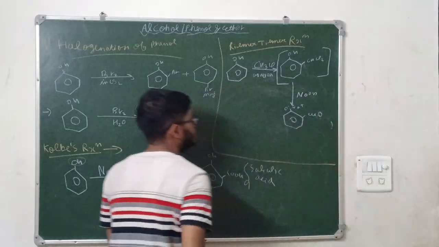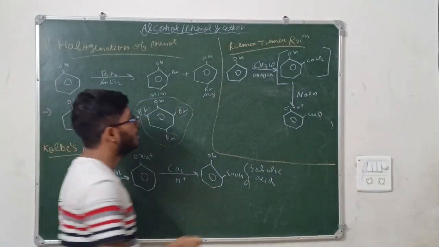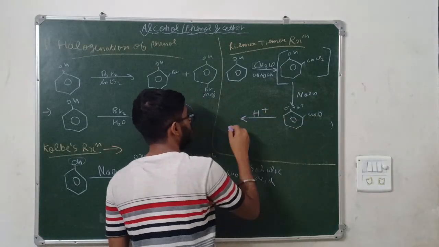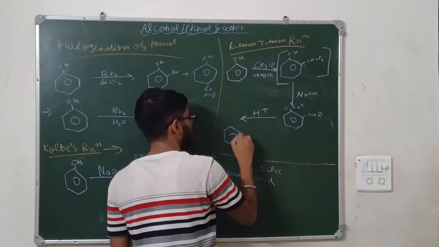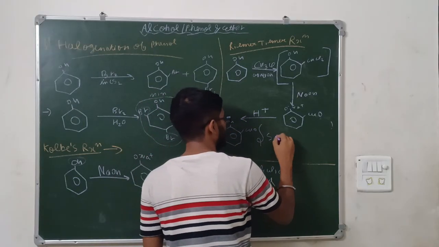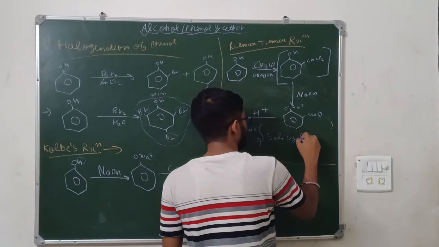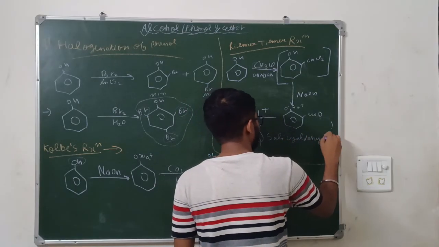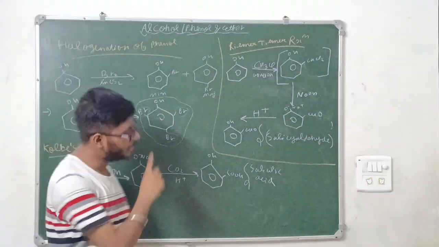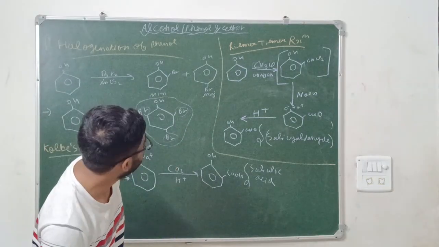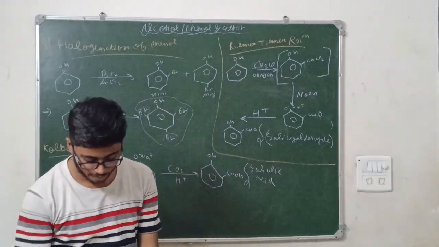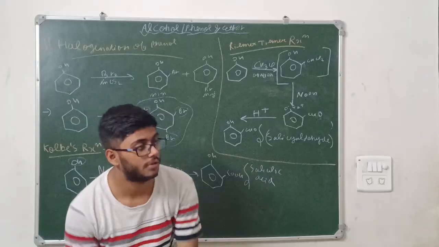CHCl2 will convert into aldehyde. Then you have to add acidic H plus here. So this will make OH and CHO. This is salicylaldehyde. This is a very important reaction. You have to remember it. This is frequently asked. Now small reactions are left.